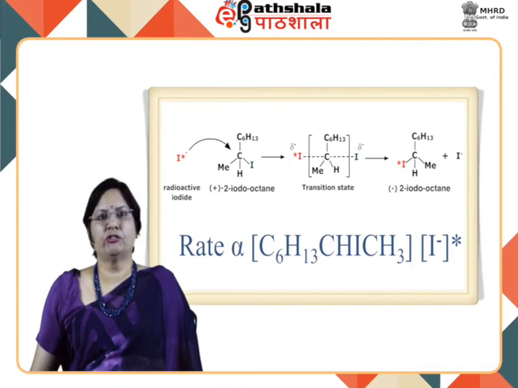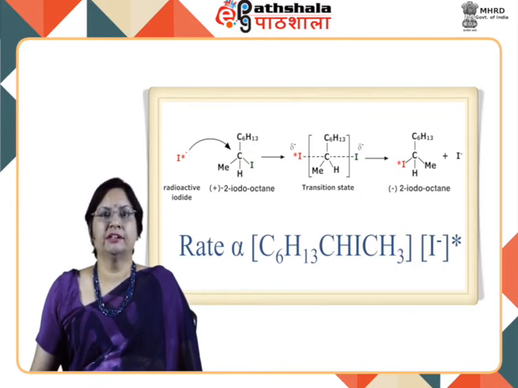Thus, the exchange of actual iodide with the radioactive iodide results in the loss of optical activity, which indicates the formation of minus isomer from plus isomer. Thus, inversion of configuration indicates the SN2 reaction.